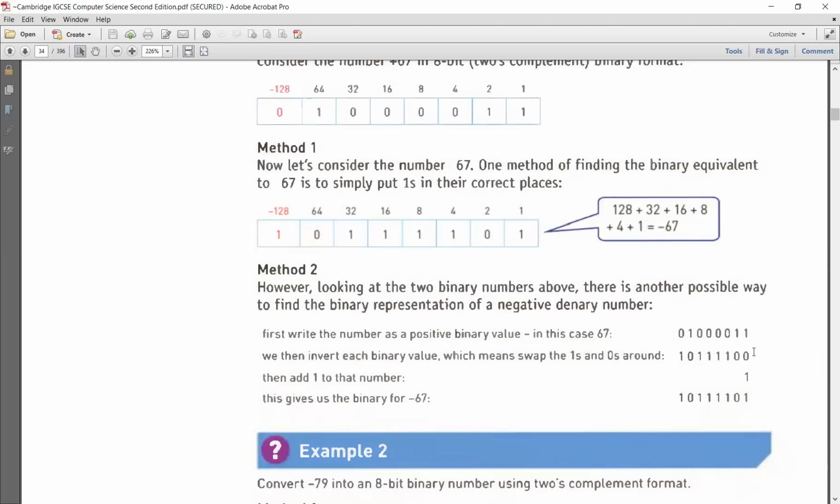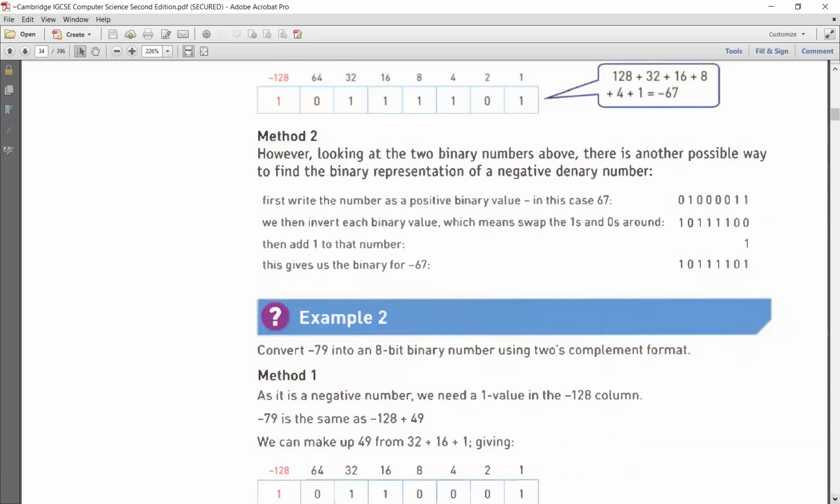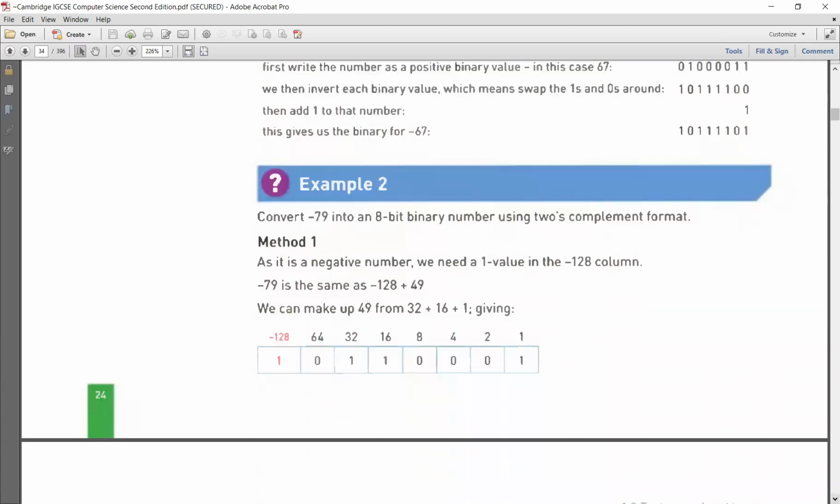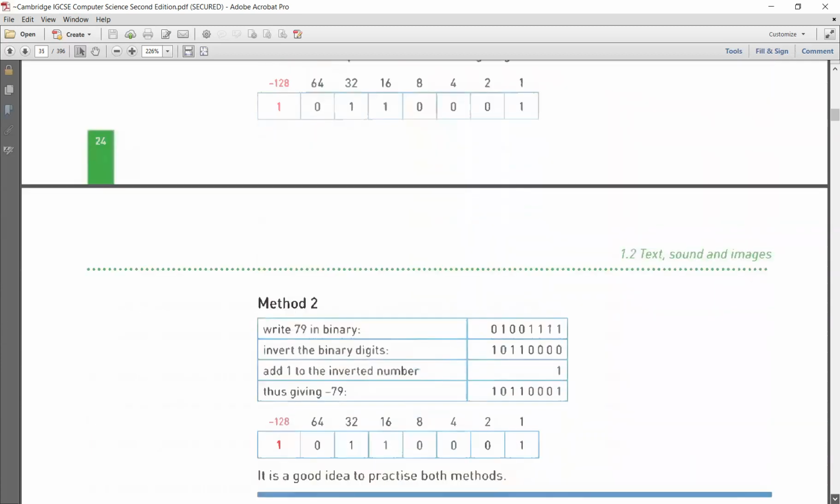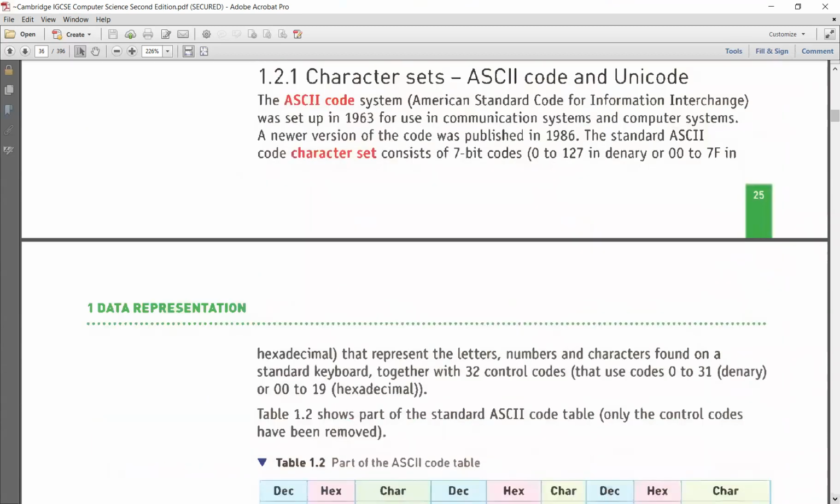Each step carries marks. You will first of all simply find out the answer for the normal, and then you will invert, and then you will add a 1, and what you get is your final answer, the 2's complement value. A very easy thing to score, not a difficult thing.